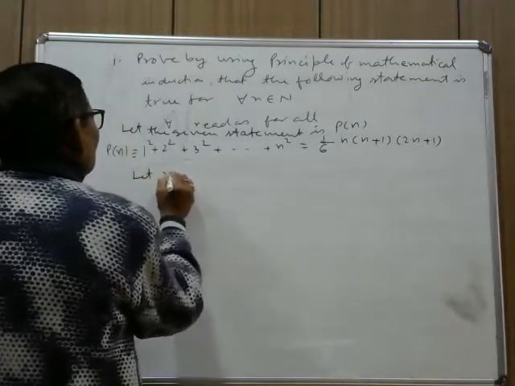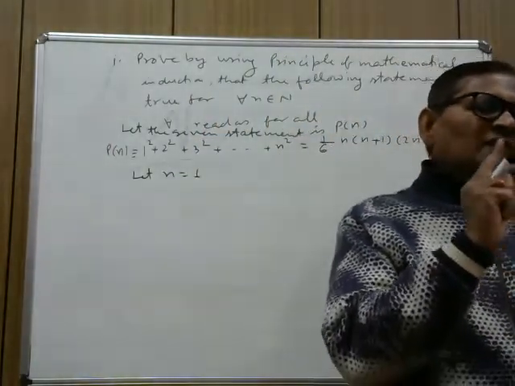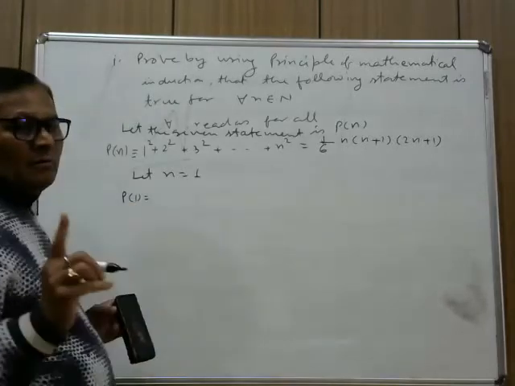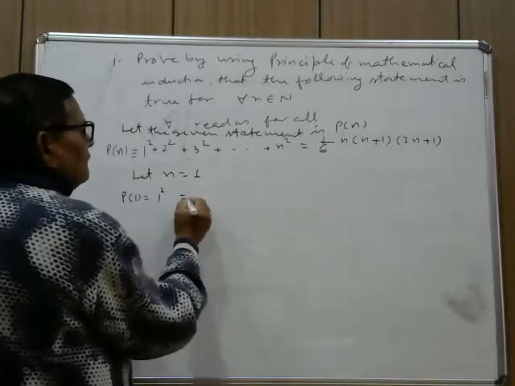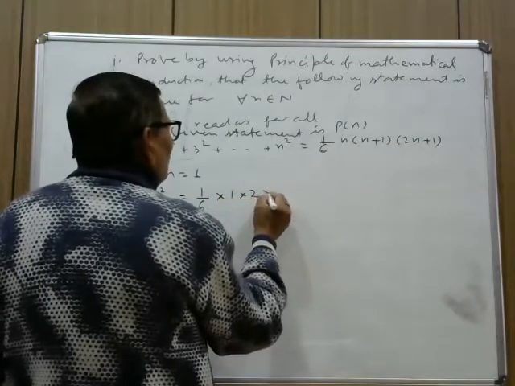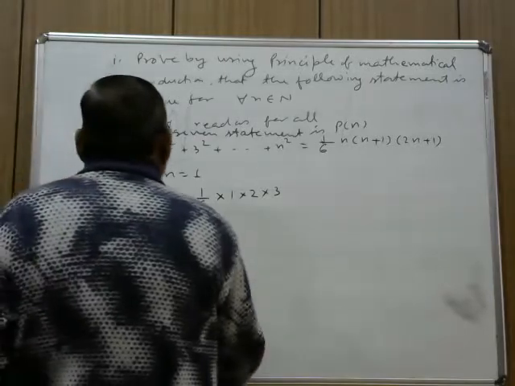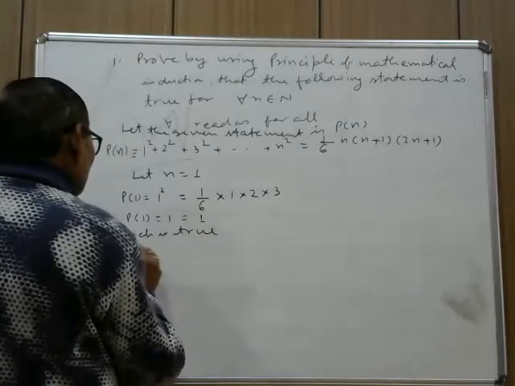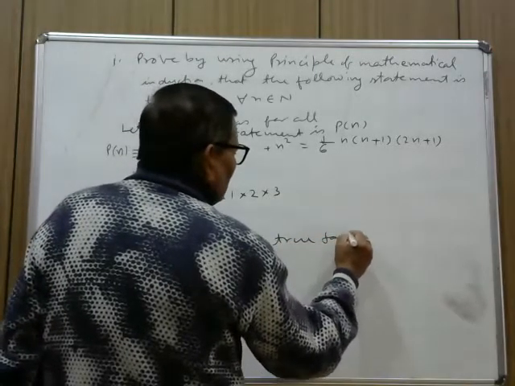Let n equals to 1. This is the basic step. You are proving your this statement is true for n equals to 1, and this is called basic step. So when you take n equals to 1, your P1 denotes the sum of 1 terms of the series. So 1 term is 1 square, and that is equal to, when you substitute on the right hand side, you will get 1 by 6 into 1 into 2 into 3. So it is 6 by 6. So your P1 denotes 1 equals to 1, which is true. Therefore, Pn is true for n equals to 1.